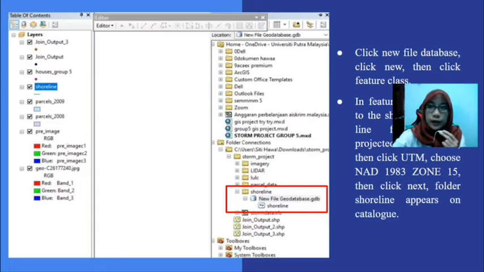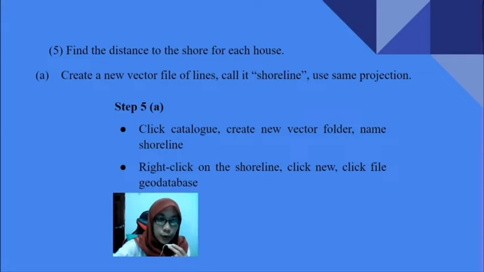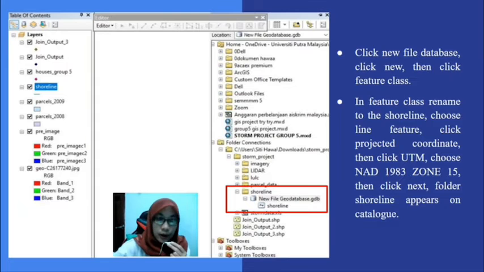Here is the figure from the ArcGIS software. Here is what I mentioned before, which is the folder of the shorelines. Here is the step: shorelines, click new file geodatabase.gdb and then choose the shorelines. Click new database. Then click new, then click feature class.